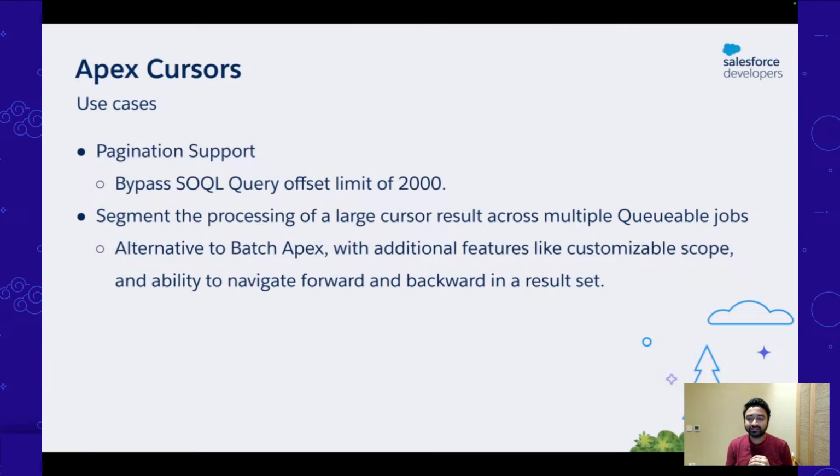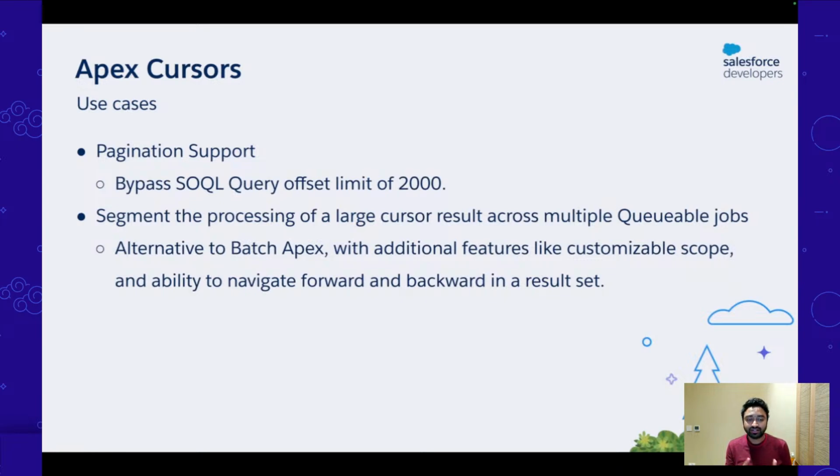The other use case is to obviously process large amounts of data. Instead of using batch, you can go with a queueable job. Within a queueable job, you can get a cursor, break the results up, and chain your queueable jobs to process different segments of results from your cursor. So that's something that you can do. I'm going to show you an example of how it is.